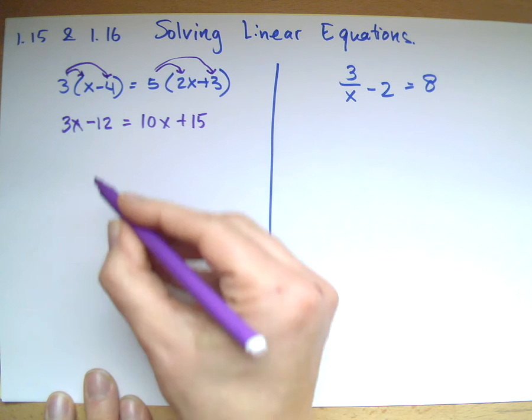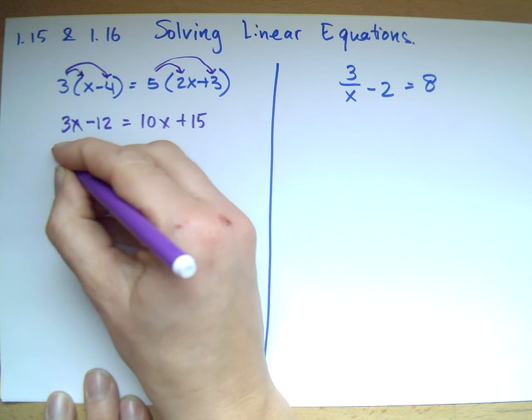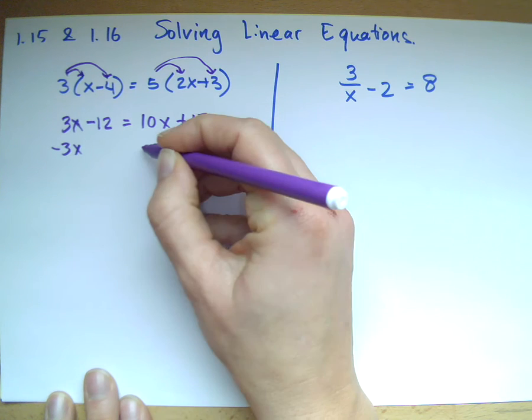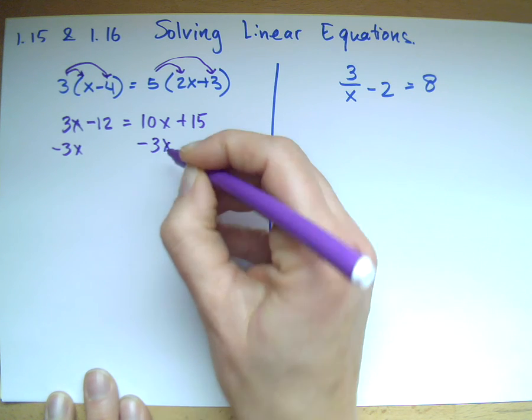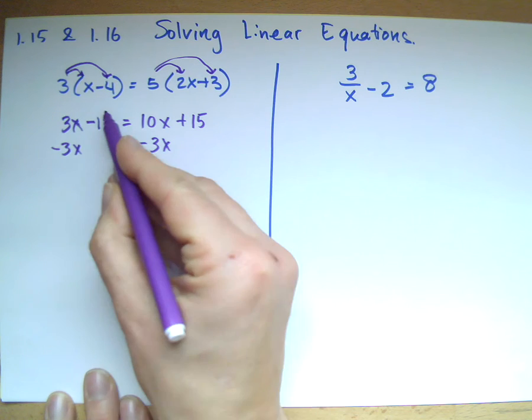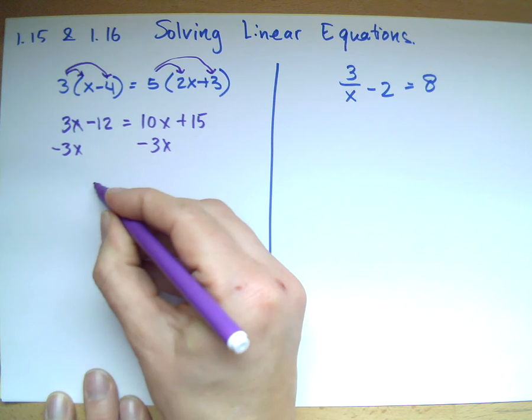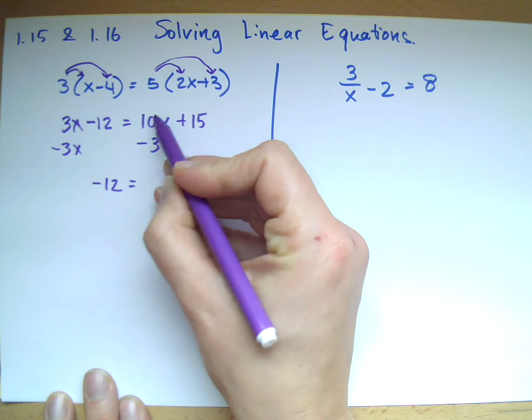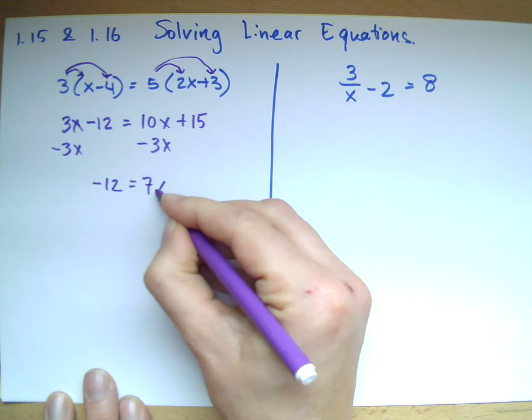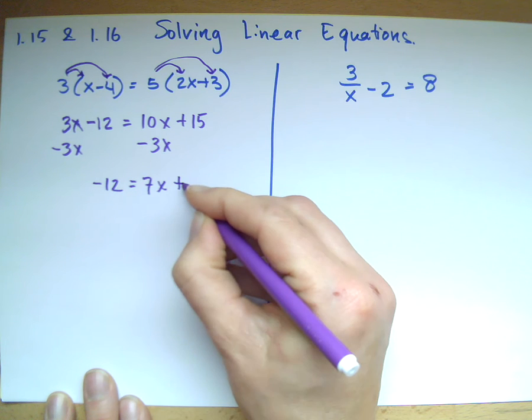So I like to write it like this because it's just faster. So negative 3x on both sides. What does that give us here? 3x minus 3x is nothing, -12. 10x minus 3x is 7x plus 15.